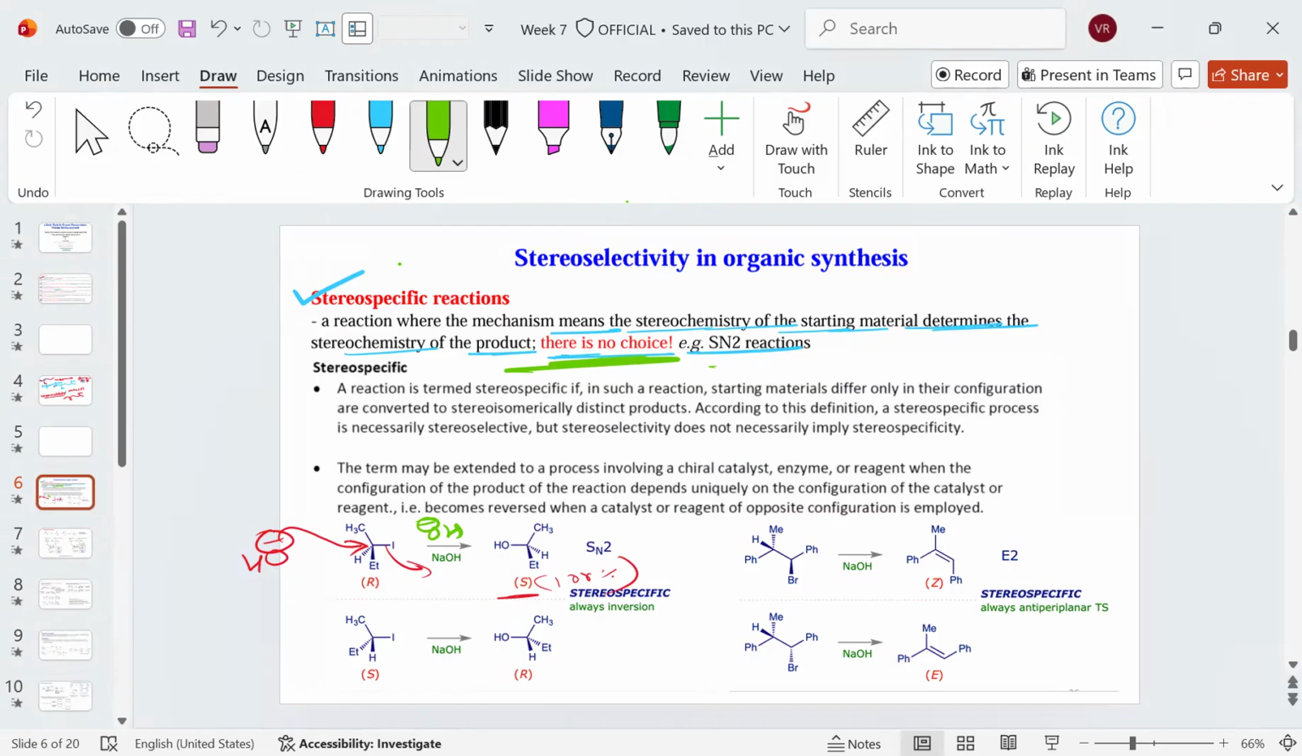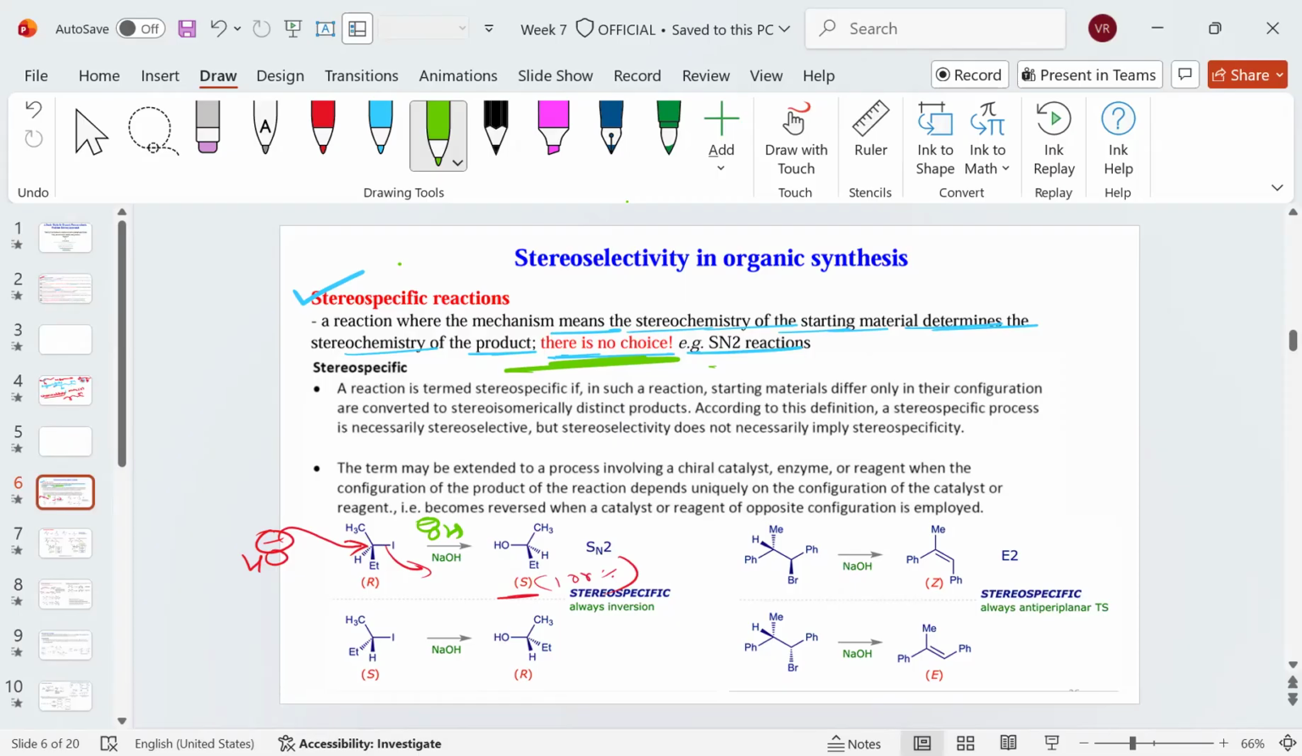So in this reaction, the term specific applies if the starting materials differ only in their configuration and are converted to stereochemically distinct products. According to this definition, a stereospecific process is necessarily stereoselective, but regioselectivity does not necessarily imply stereoselectivity. Earlier I showed an example of regioselectivity. So stereoselectivity is different from regioselectivity.